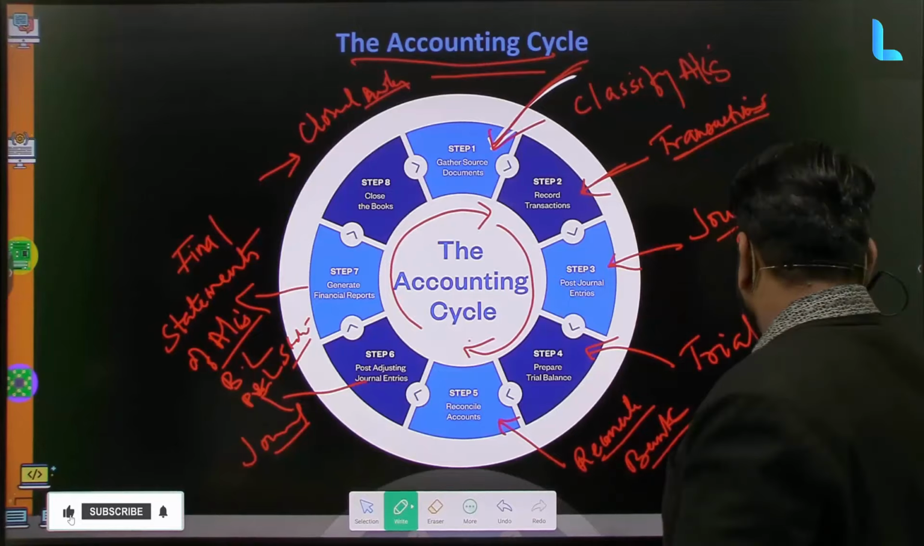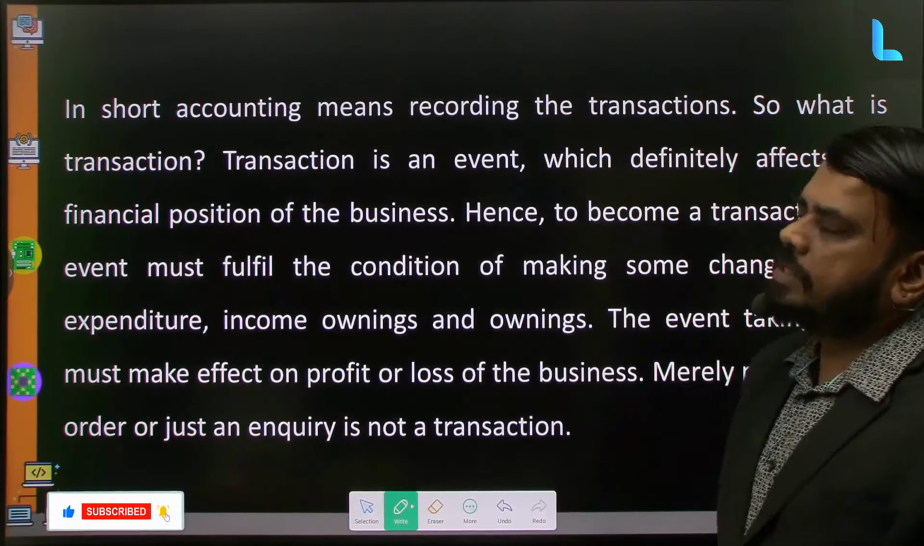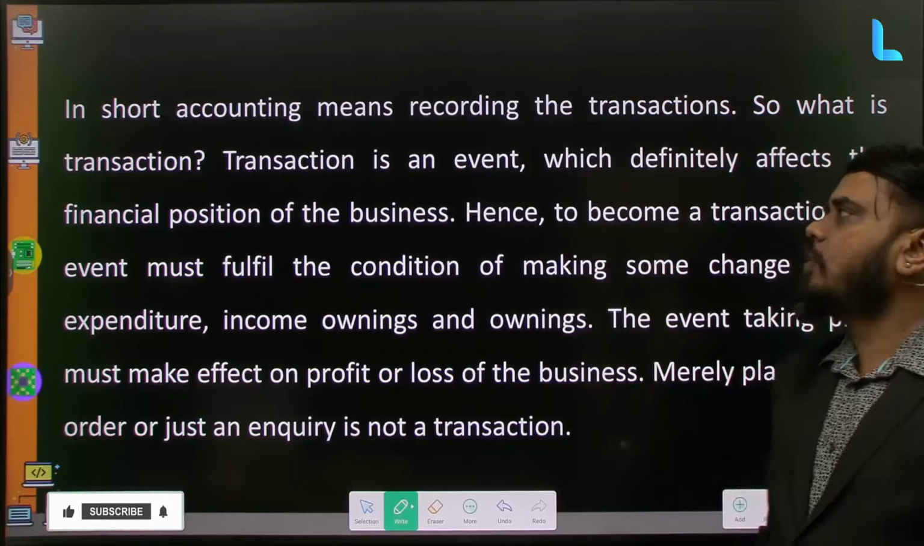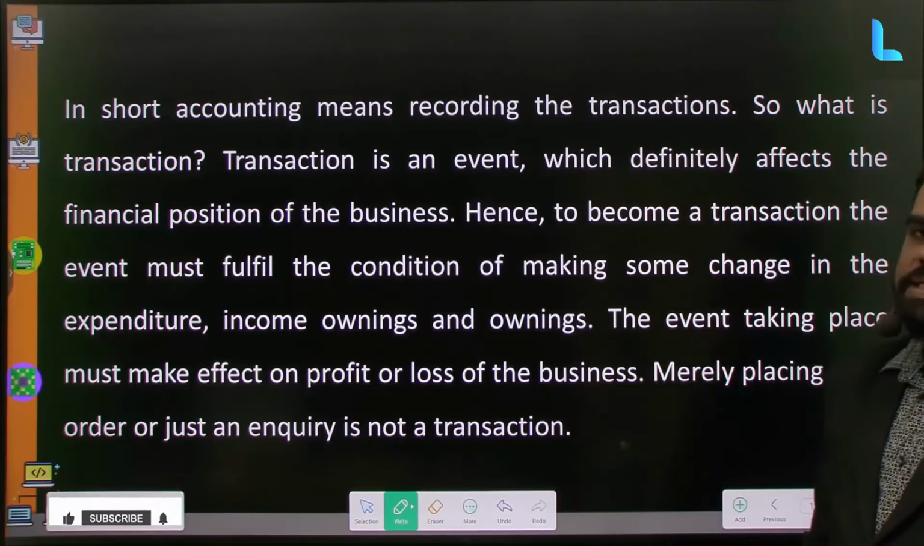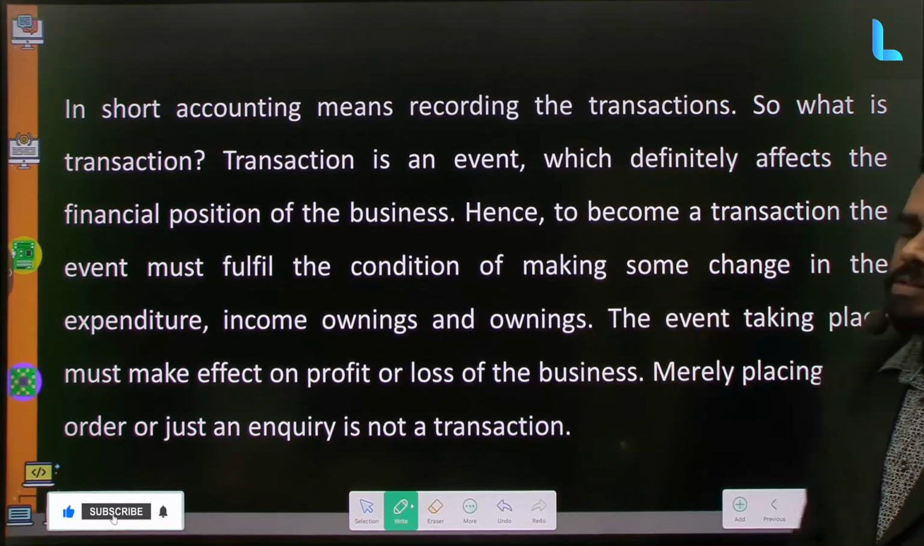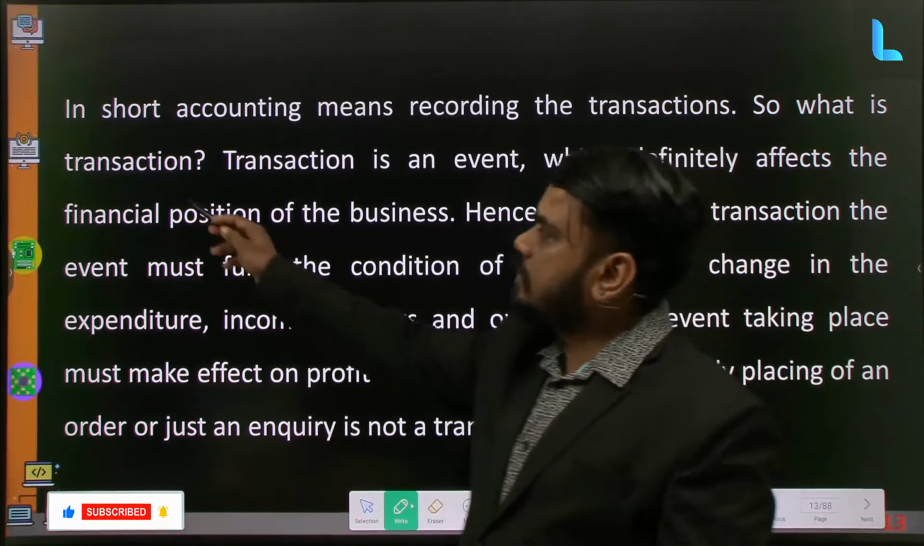Okay, so let us continue, students. In general, let us try to understand what accounting is. Accounting is nothing but recording of the transactions. Then comes the question, what is a transaction?